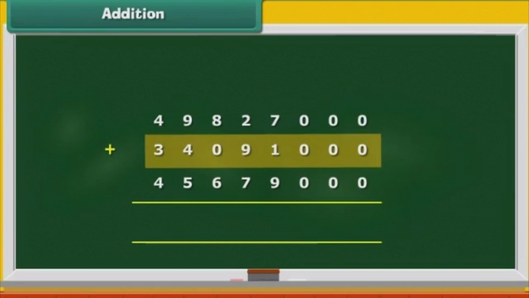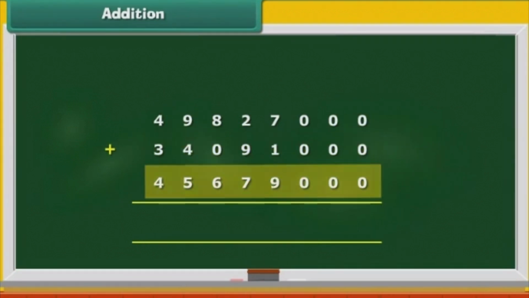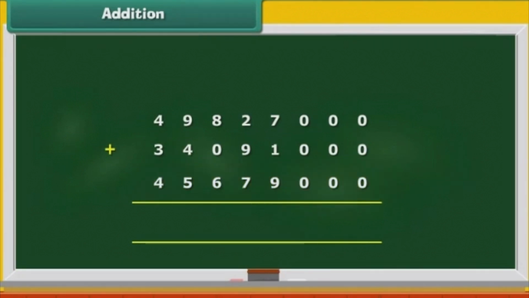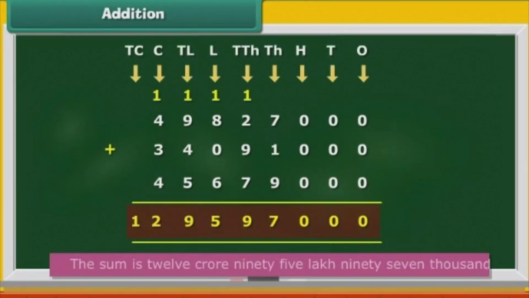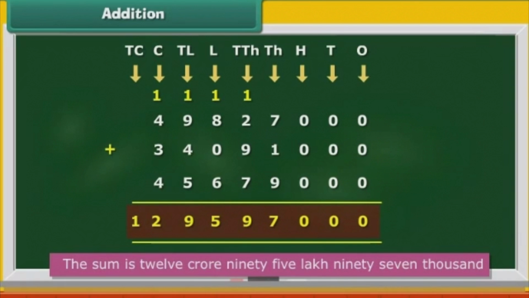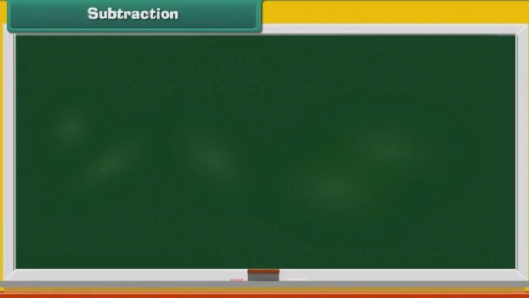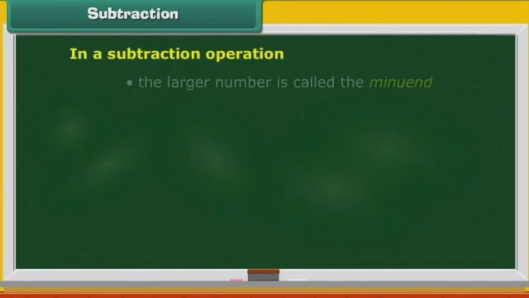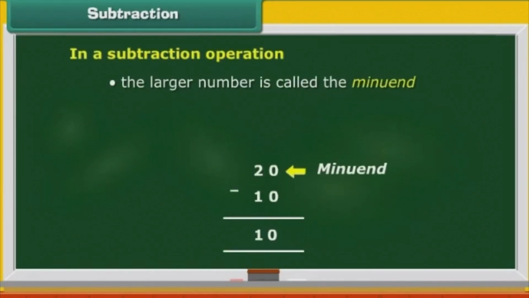49827,000, 34091,000 and 45679000. The sum is 129597,000. Subtraction. In a subtraction operation, the larger number is called the minuend.